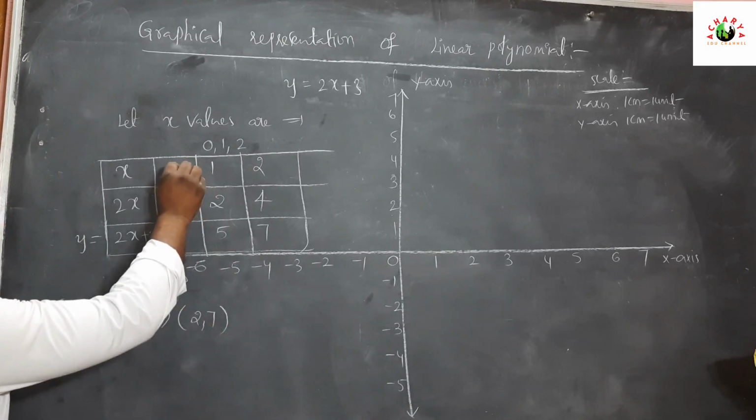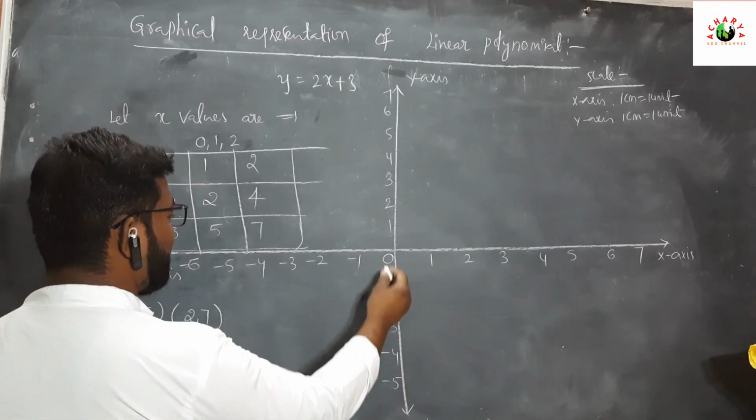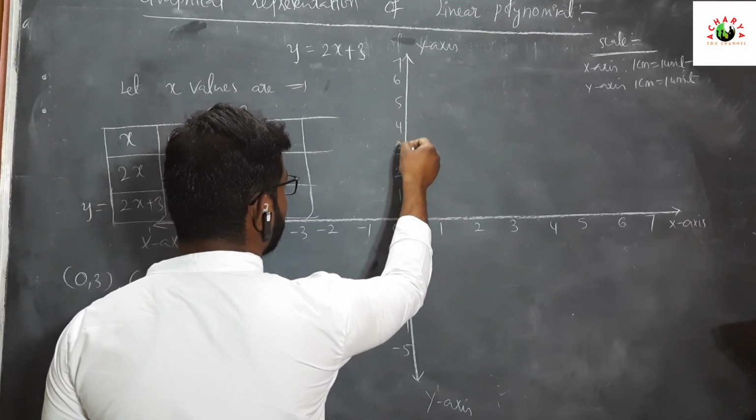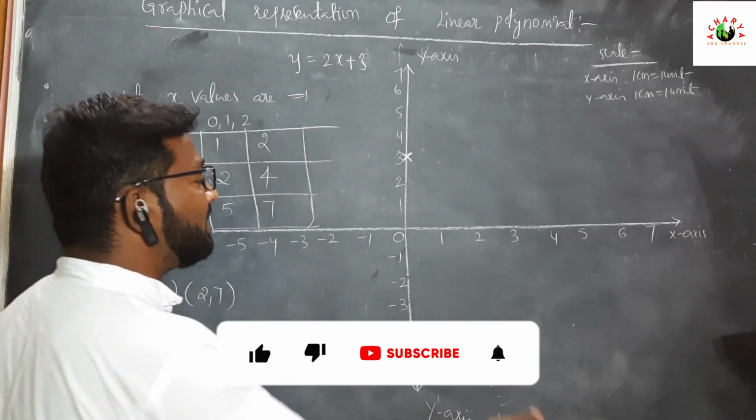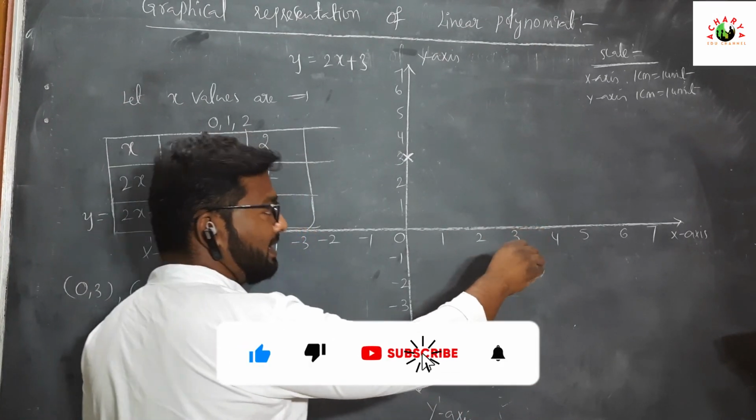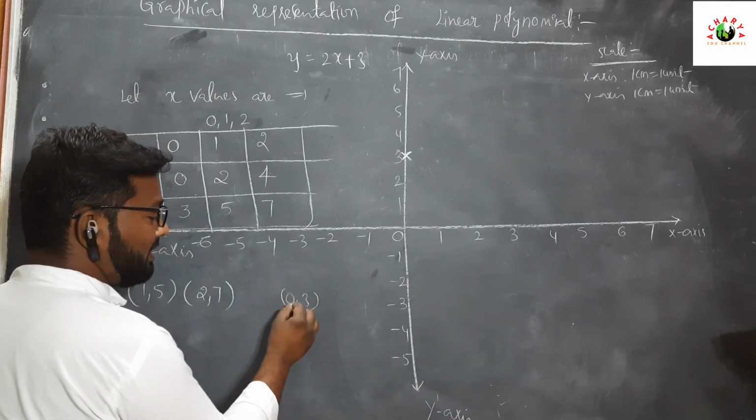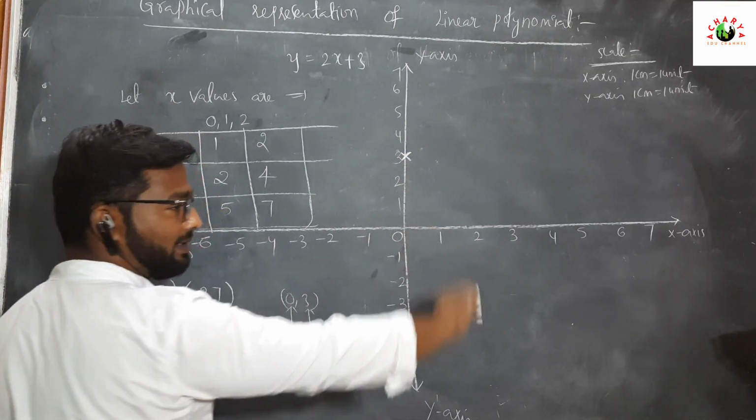See here 0, 3. The first point is 0, 3. So here x axis 0 and the y axis 3. So the 0, 3 point we can draw here. 0, 3 means x axis 0 and y axis 3. So we can concentrate on y axis.